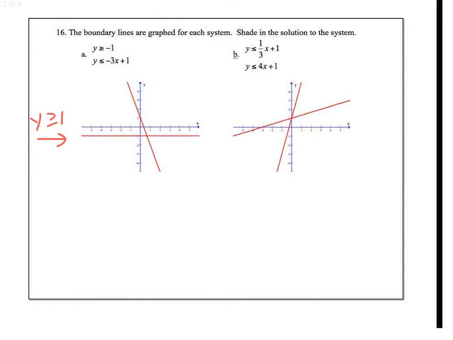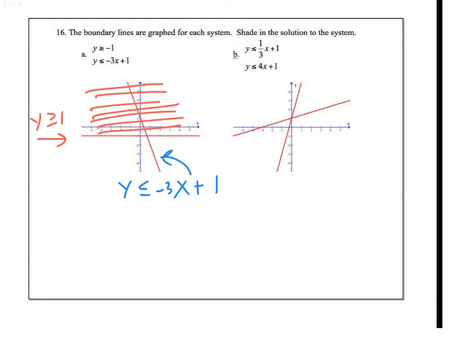I know if I have to be greater than or equal to 1, those are the numbers that are above. So I'm going to draw some lines in here to help me see where I'm going. My second one is y is less than or equal to negative 3x plus 1, so that must be my line here. And it has to be less than that, so I'm looking for below. Below would be this area here. So my solution is the area where I have pink and blue. That would be my solution area.